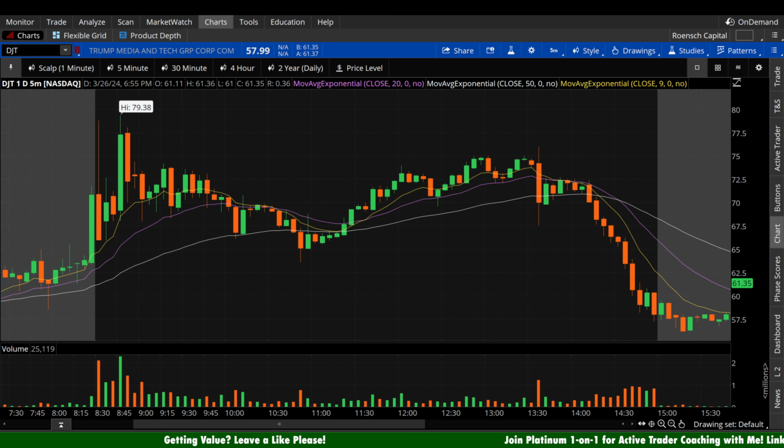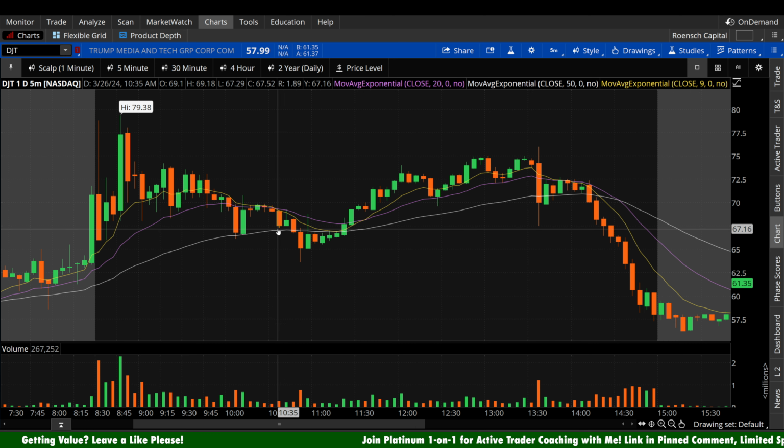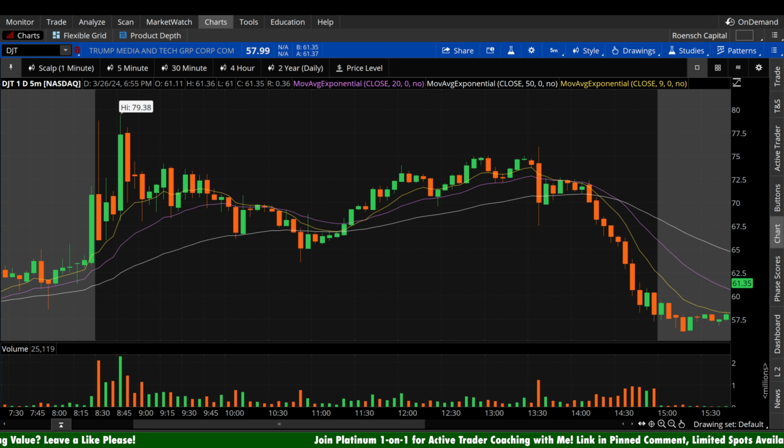But when we peel back a layer, we can look and say, okay, so we saw this big fade into the close. We saw this pump during the lunch hour. Did the volume have anything to say about that? Was it unbiased? Was it actually biased in the opposite direction? Or did we see massive bias that fits with that price action? And believe it or not, we see all three of those scenarios more often than you may believe.